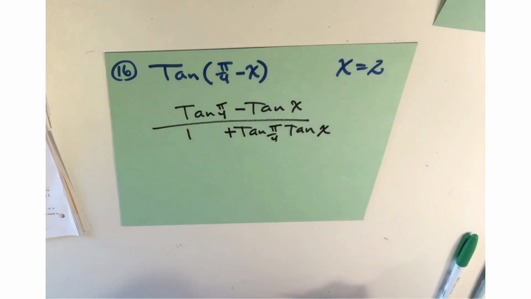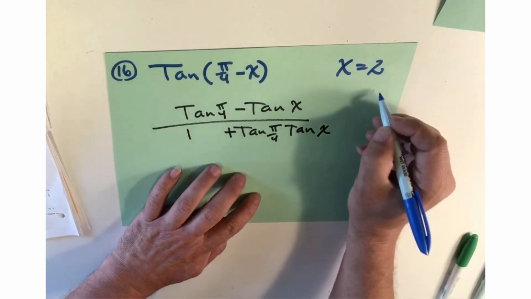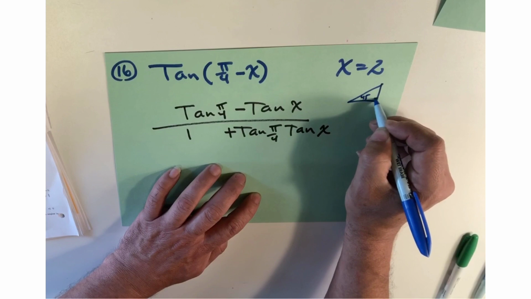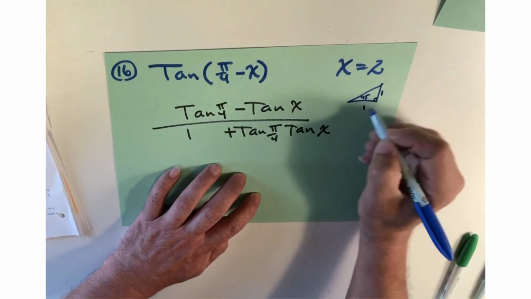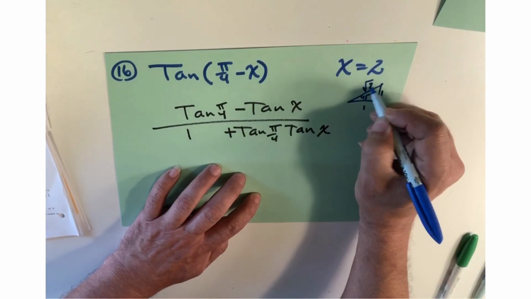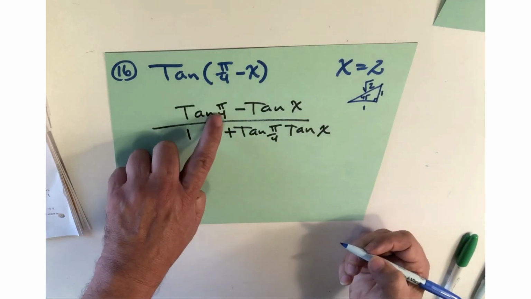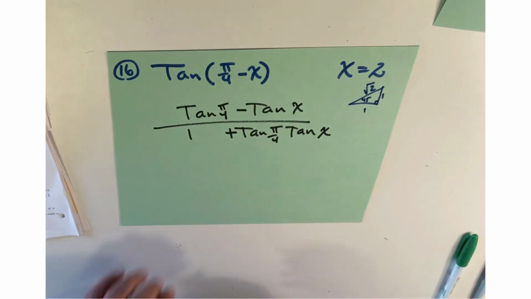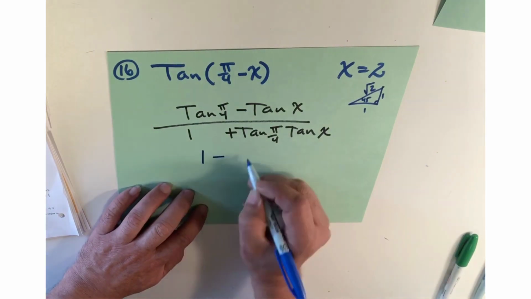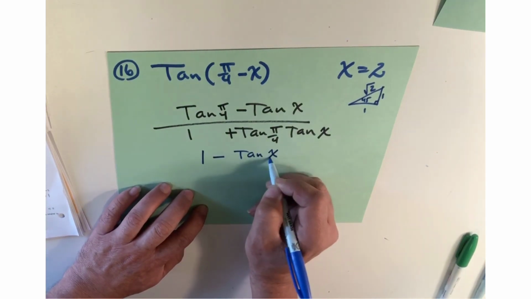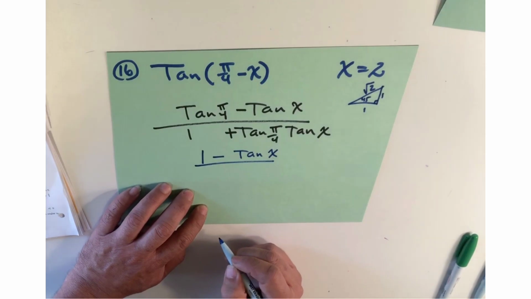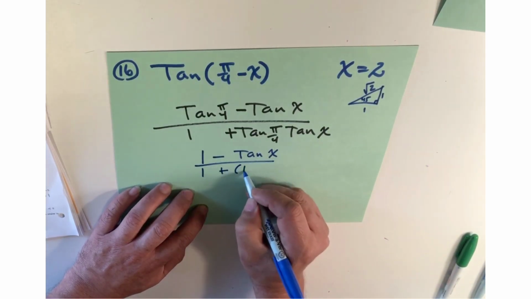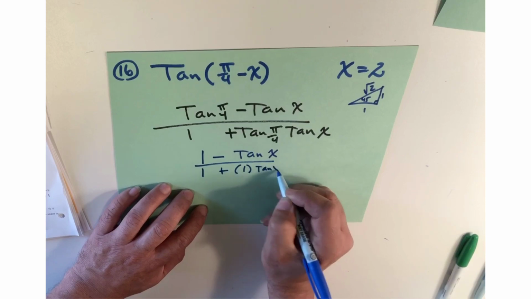Okay, so now I got to go figure out what the tangent of pi over 4 is, and I am going to remind you that pi over 4 is just another way of saying 45 degrees, but in radians. And if you take a look at your little old Fifi, the tangent of pi over 4, which is 45 degrees, is 1 over 1. So that means that this is 1 minus the tangent of x all over 1 plus tangent of pi over 4, which is 1, the tangent of x.